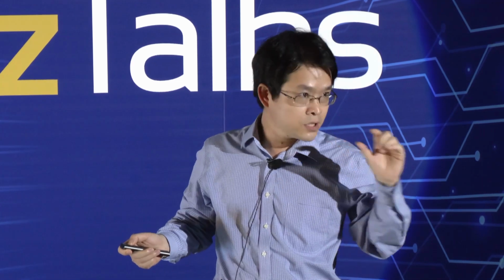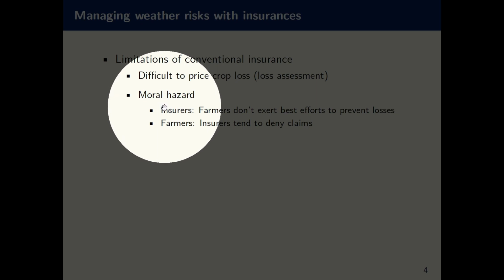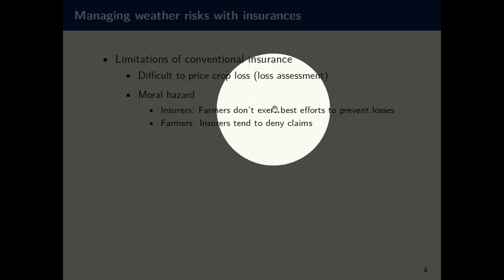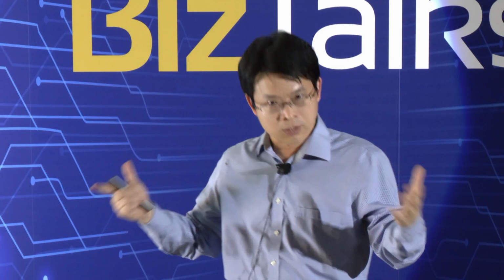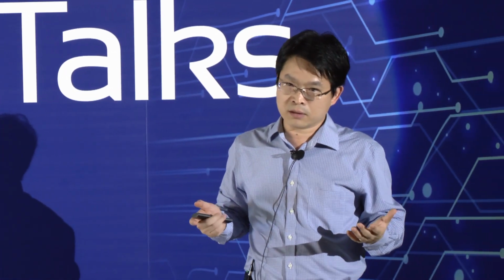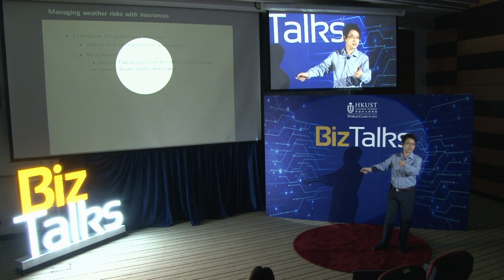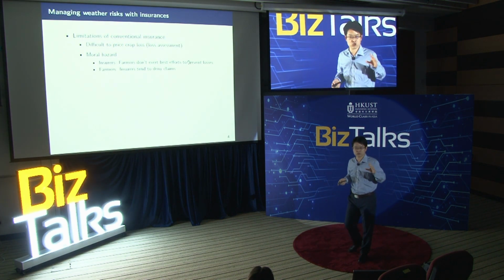The second issue is a very classical one, the moral hazard issue associated with insurance products, in 2 senses. First, the insurance company worries about what if farmers do not make their best efforts to prevent agricultural product loss. For farmers, it's similar, because we know that insurance companies often tend to deny insurance claims. So that's a very typical moral hazard issue existing in the conventional insurance market.